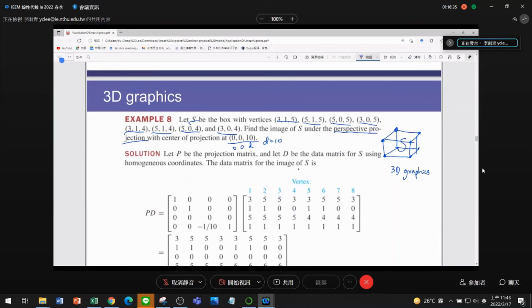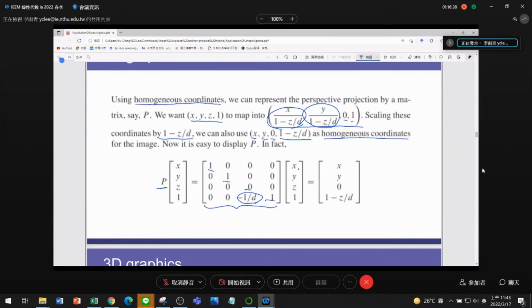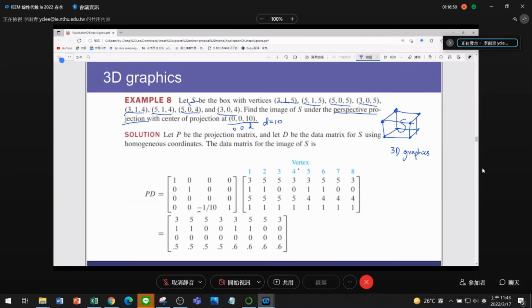And then we make use of this matrix. Such a matrix P is a standard matrix for the perspective projection on homogeneous coordinates. So we can directly use minus 1 over d equals minus 1 over 10 right here. And this is the transformation on homogeneous coordinates, which is a 4×4 matrix now, even though we are working on just 3D figures. We still need the 4×4 matrix operations.